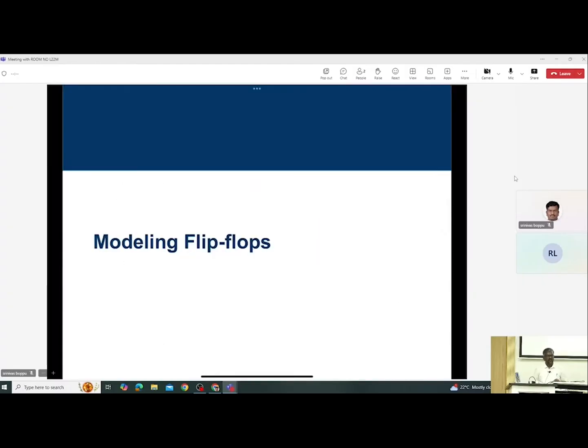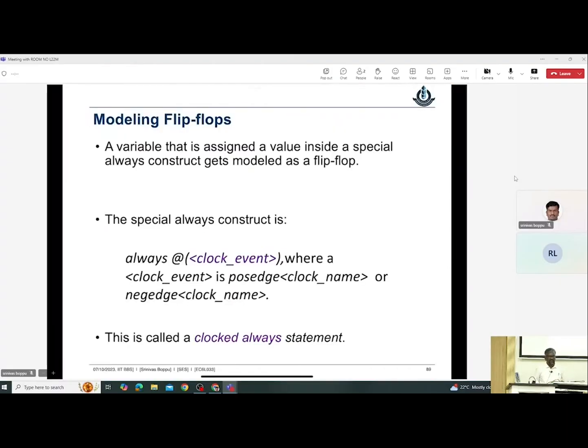So let's come to the flip flops. As I said, this is what the slide summarizes. Let's not read the slide, but let's try to make a statement. Whenever you have an always statement, we have to look for an event. What is that event? It's the positive edge of the clock or the negative edge of the clock. When we have this kind of edge event, only then will you get a flip flop. That's our standard rule. We call this a clocked always statement.